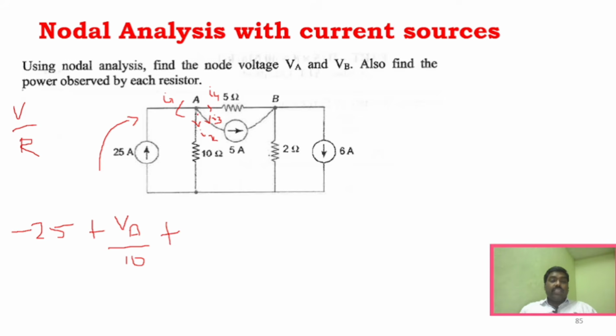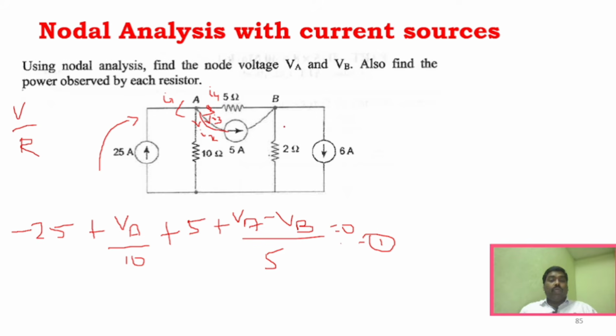Now you consider this I3 branch. The current source is directly given, and it is moving away, so it will be plus 5, right? And similarly for the branch between node A and node B, it is VA minus VB divided by 5. So this is expression 1, and you can simplify this expression, right?